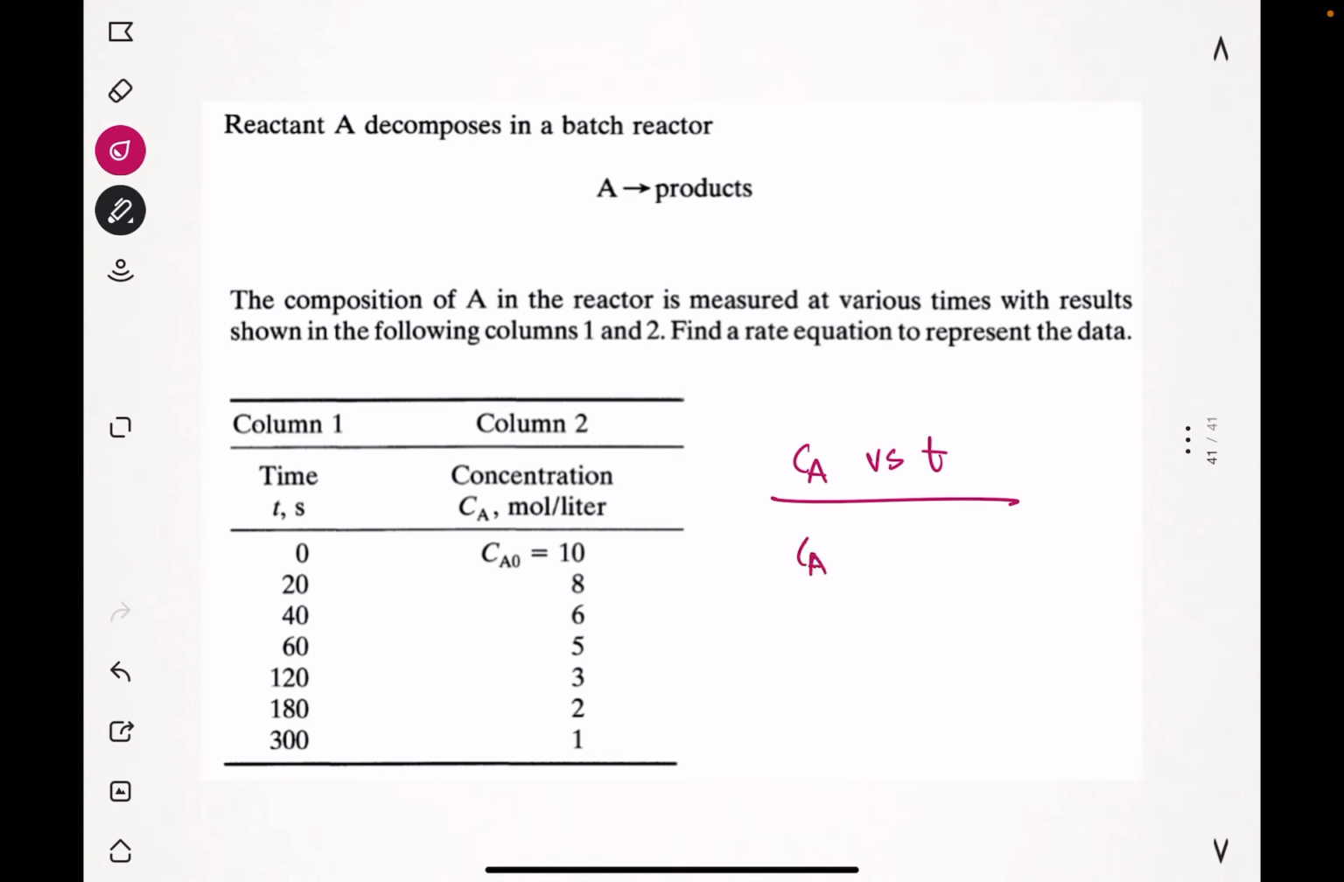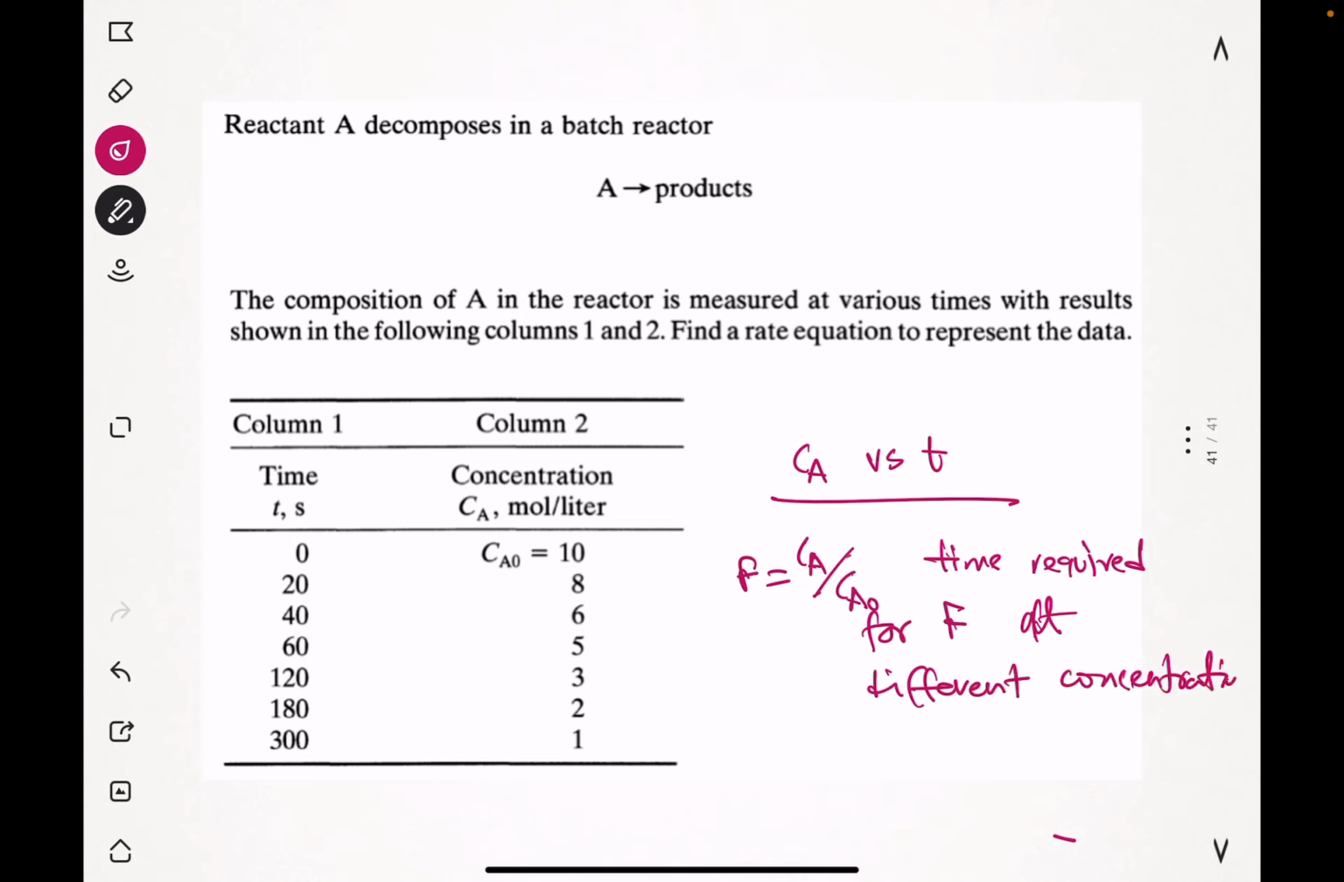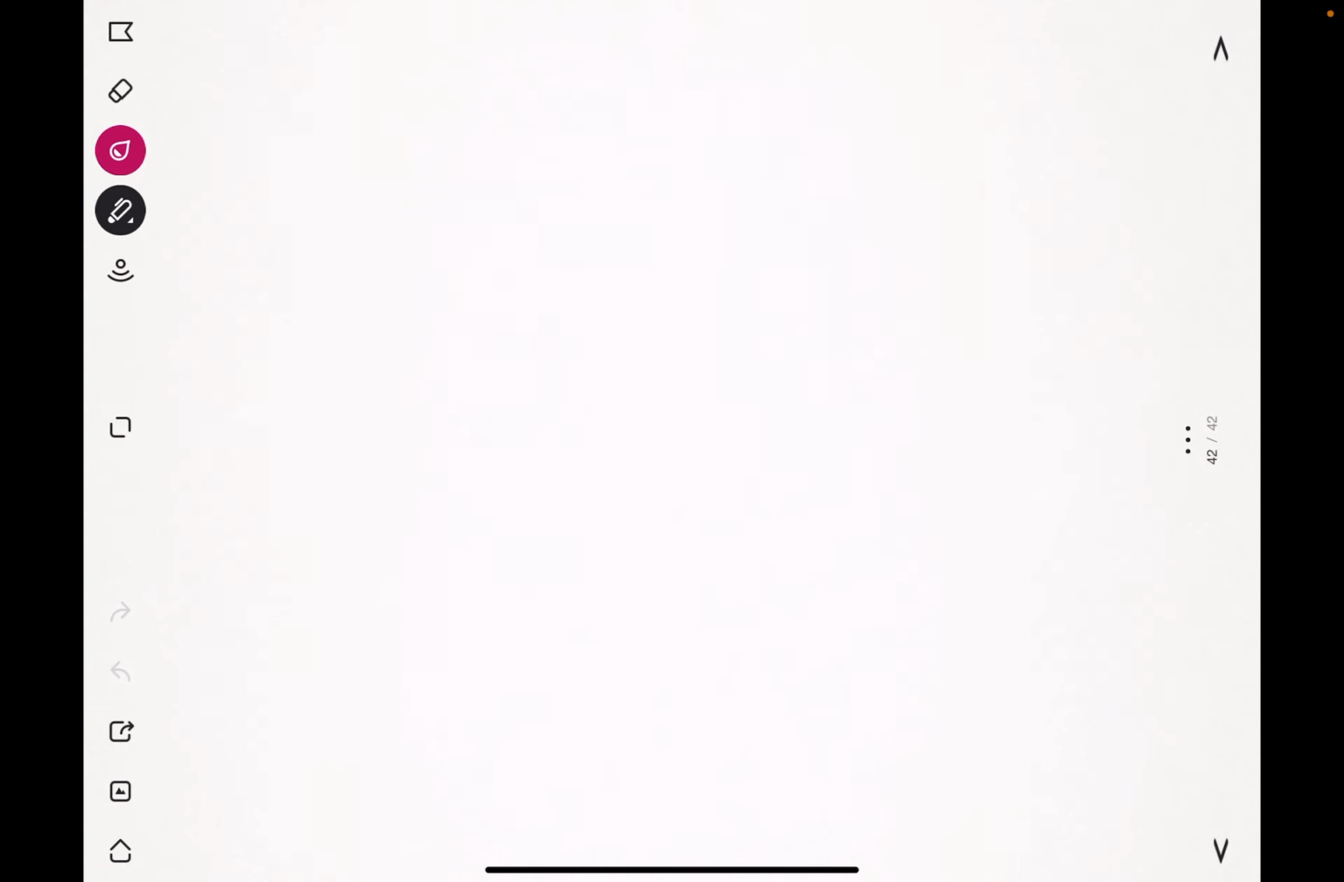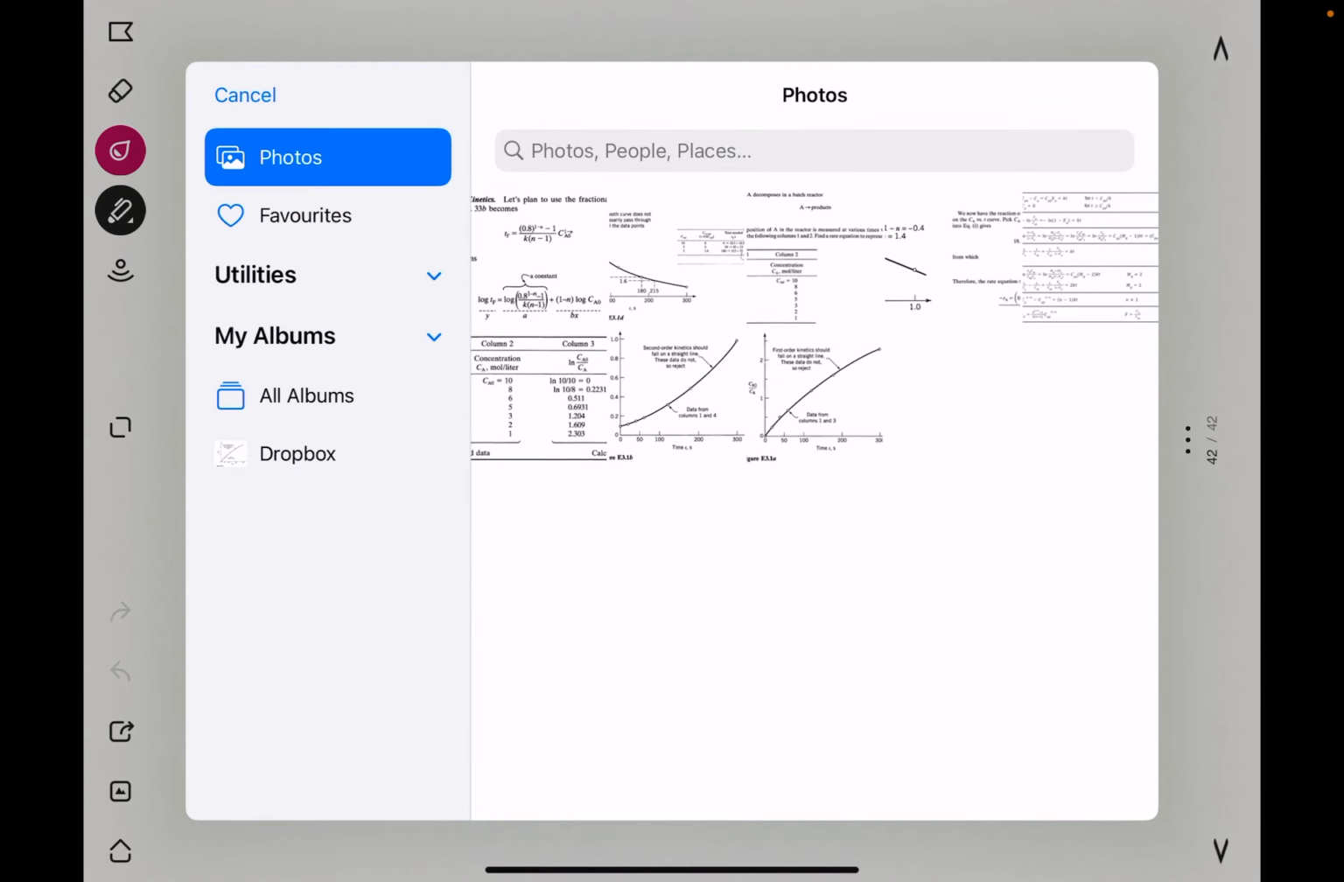From there we can figure out the time required for a particular fraction at different concentration levels. Okay, so let's look into that.